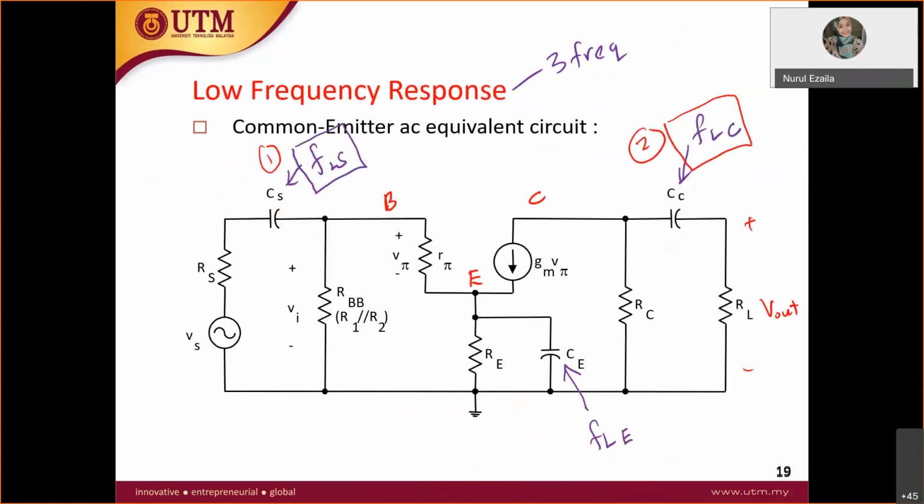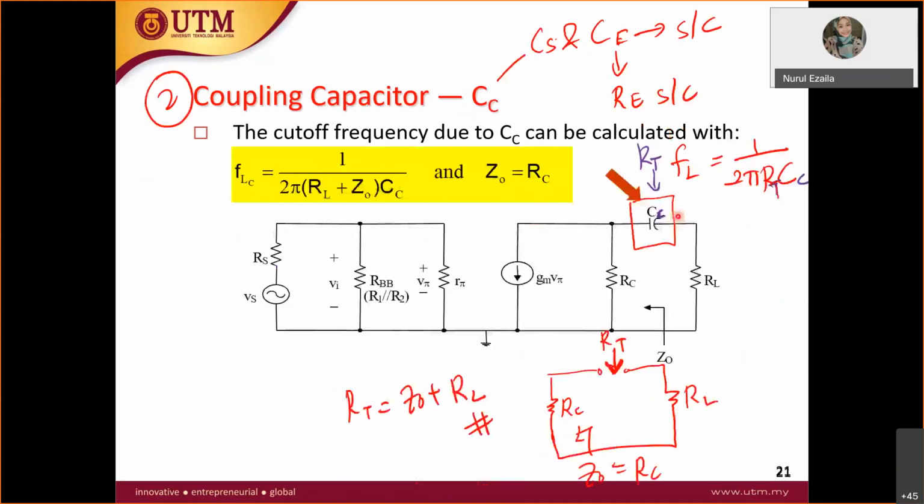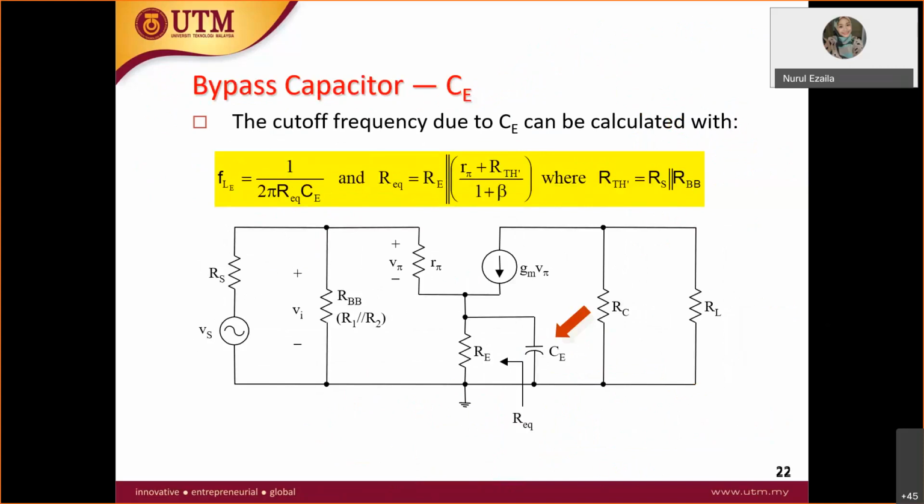Let's take a look at number 3, this one. What happened to the CS and CC? Both will be shorted. In number 3, CS and CC are short circuit. You redraw the circuit and you will get it like this. So only CE is left here.